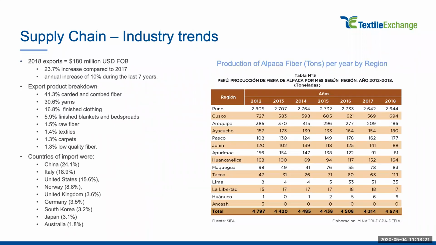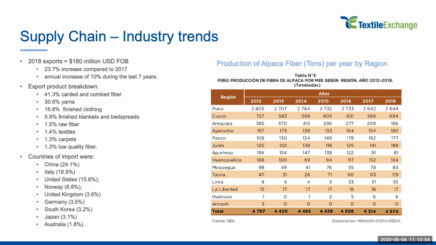And jumping into some of the industry trends with exports, you can see in 2018 that the exports were 180 million USD FOB. This is a 23.7% increase compared to 2017 and an annual increase of 10% in the last 7 years, which is interesting because the alpaca population hasn't necessarily increased at that rate, but it's an indication that the supply chain has become more and more connected and established for export.